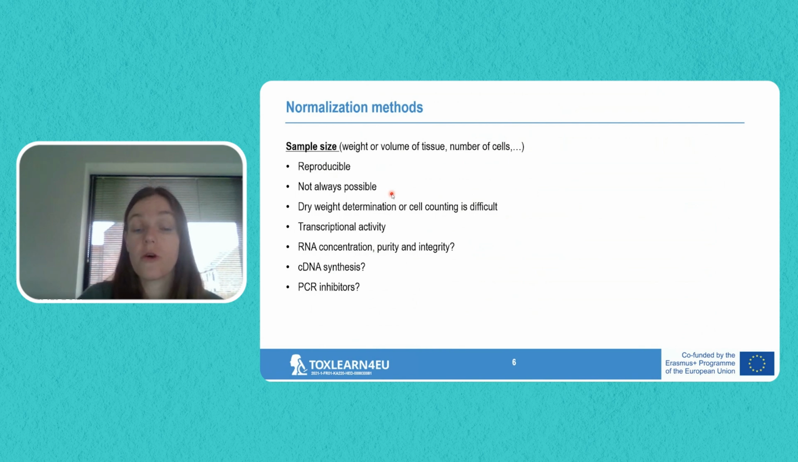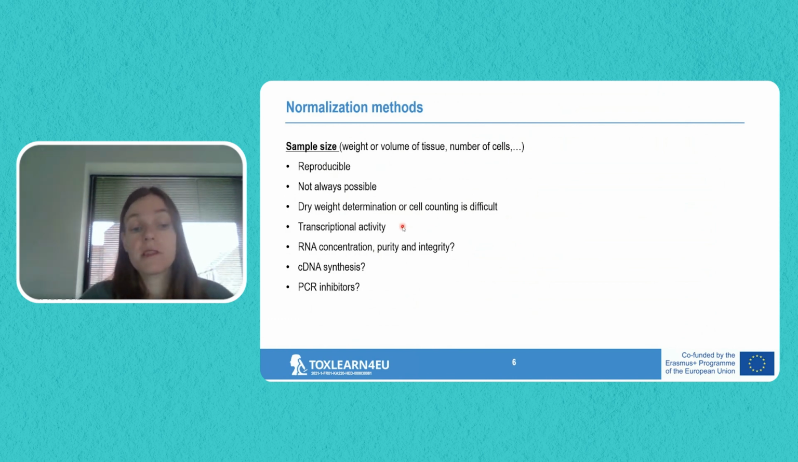However, this is not always possible. Let's say you're not able to weigh the samples or to count the number of cells, and then this is, of course, a problem. Because indeed, as I mentioned here, determination of dry weight or counting of cells is sometimes difficult.